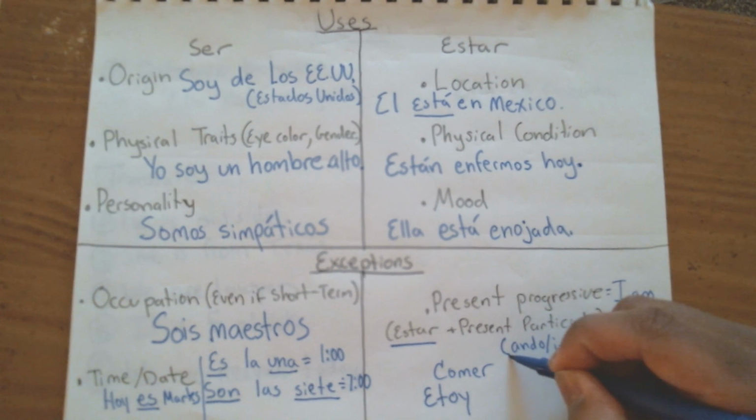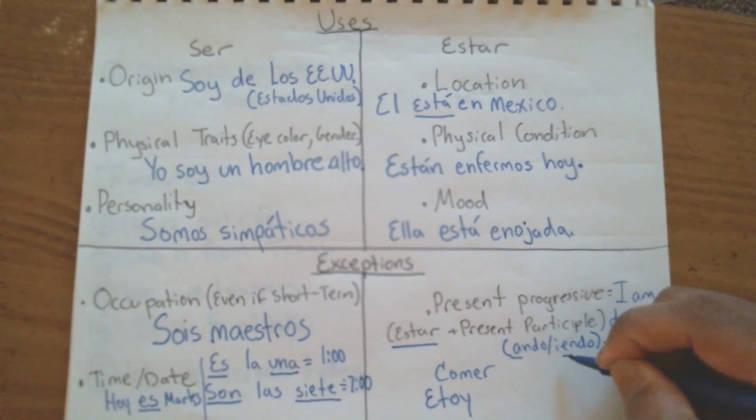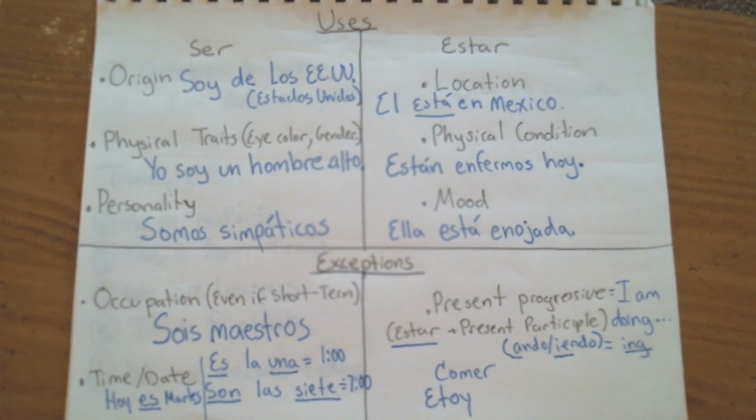If it's an AR verb, use ando. See the A there? A as AR verb, they correspond. If it's an ER verb or an IR verb, use iendo. Notice how there's an E here and an I here. Those are little helpful ways to memorize which one you should use.